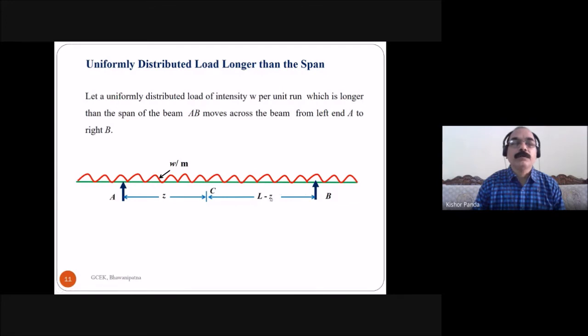So how will you draw the influence line diagram, and where will you get the maximum shear force and maximum bending moment, when the UDL is moving across a beam and the length of the UDL is longer than the span length AB? Let a uniformly distributed load of intensity W Newton per unit length, which is longer than the span of the beam AB, move across the beam from left to right. When it is moving, where will you get the maximum shear force and maximum bending moment?